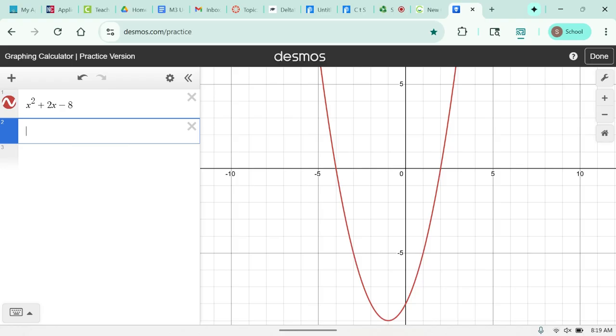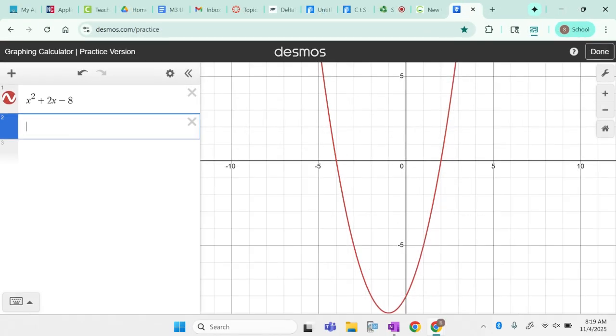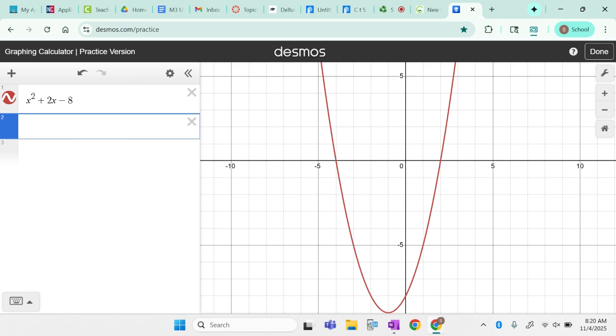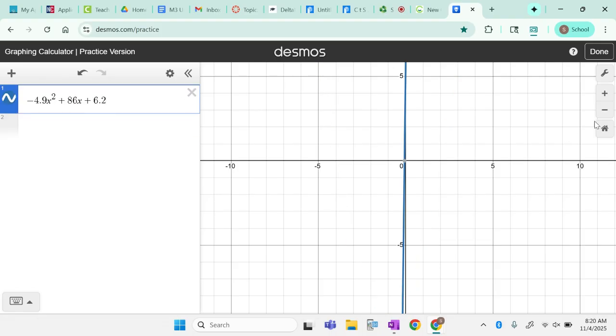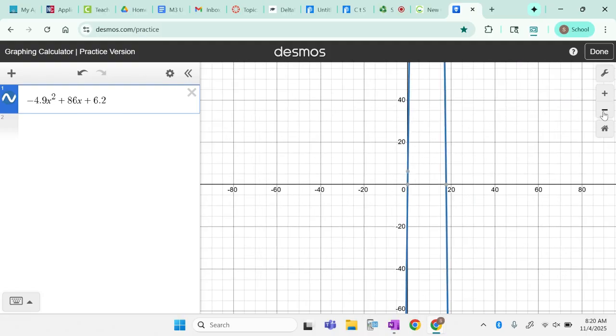So I have negative 4.9x squared plus, what is it, 84x? 86, yeah. Plus 6.2. All right, I'm going to remove this one. Now, I want to zoom out some so I can see what's going on.